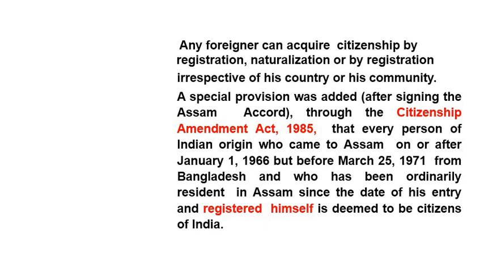Through the Citizenship Amendment Act 1985, every person of Indian origin who came to Assam on or after 1st January 1966 but before March 25, 1971 from Bangladesh, and who has been ordinary resident in Assam since the date of his entry and registered himself, is deemed to be a citizen of India. The Assam Accord says that any person who came to India from Bangladesh on or after 1st January 1966 but before 25th March 1971 and registered in the register will get the citizenship of India.